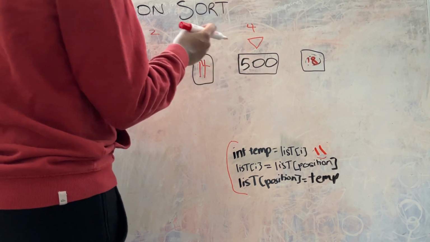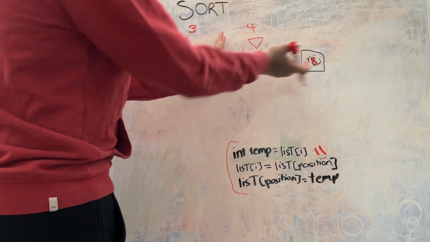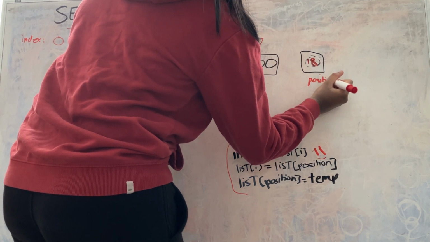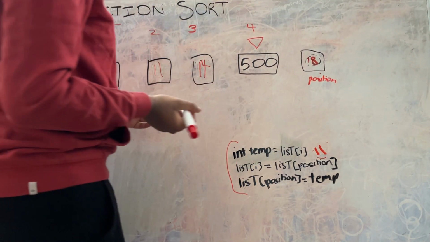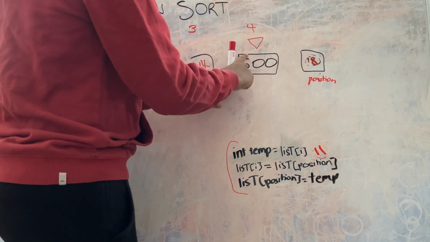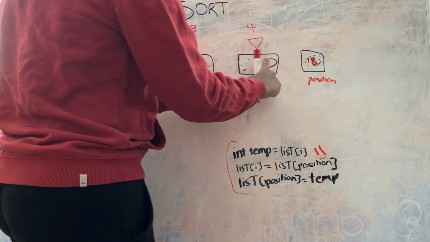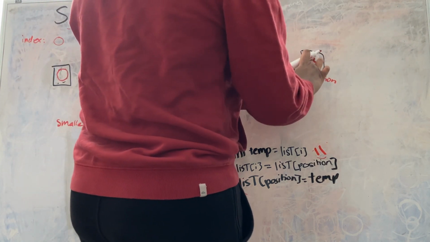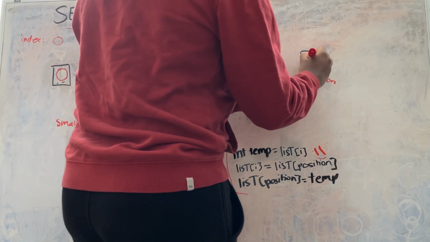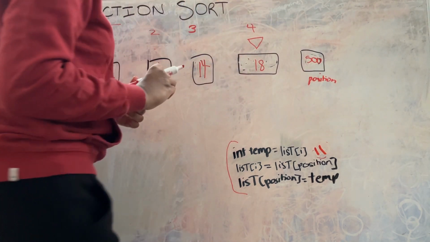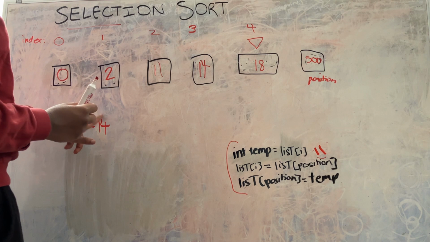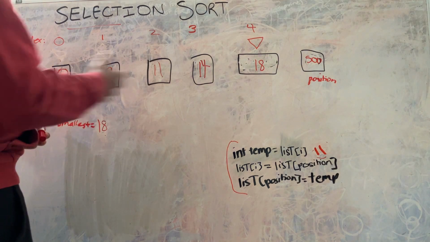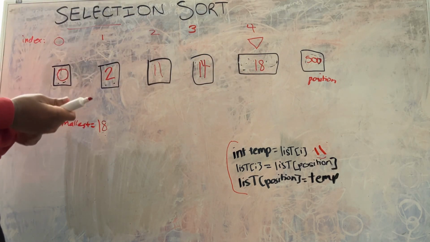Index 4 is 500. We look at what's the smallest number between 500 and 18. And we know that 18 is the smallest number, so this becomes the new position. So then we've got to swap 18 and 500. So this is going to be 18, and this is going to be 500. Oh, I forgot to change the smallest. So the smallest number was 18 in that iteration. And now we have a completely sorted list. And that is how selection sort works.